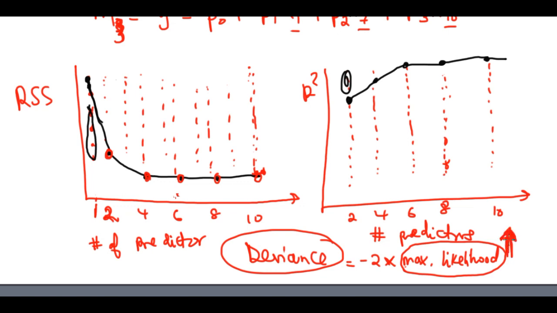If it's as high as possible, then we are happy. But because of the negative sign, it means the deviance has to be as low or as small as possible. As small as possible, then we are happy. That is the best model, right?